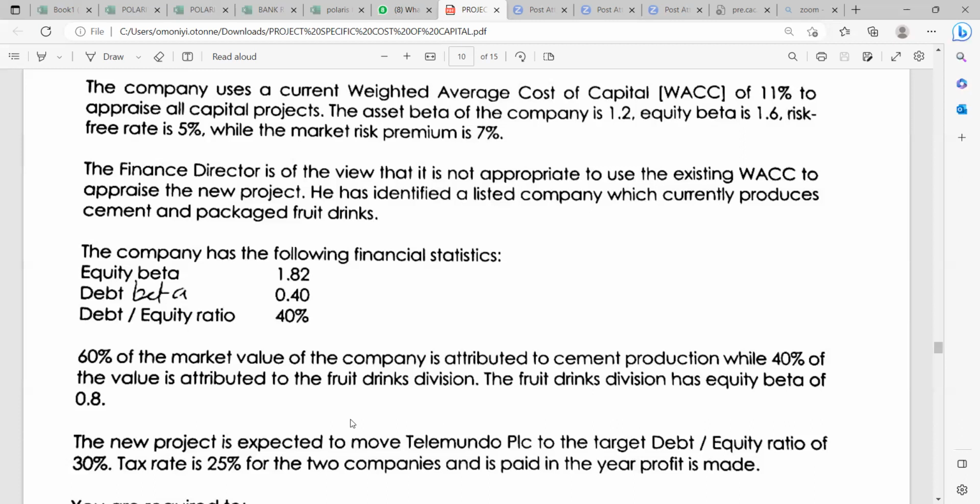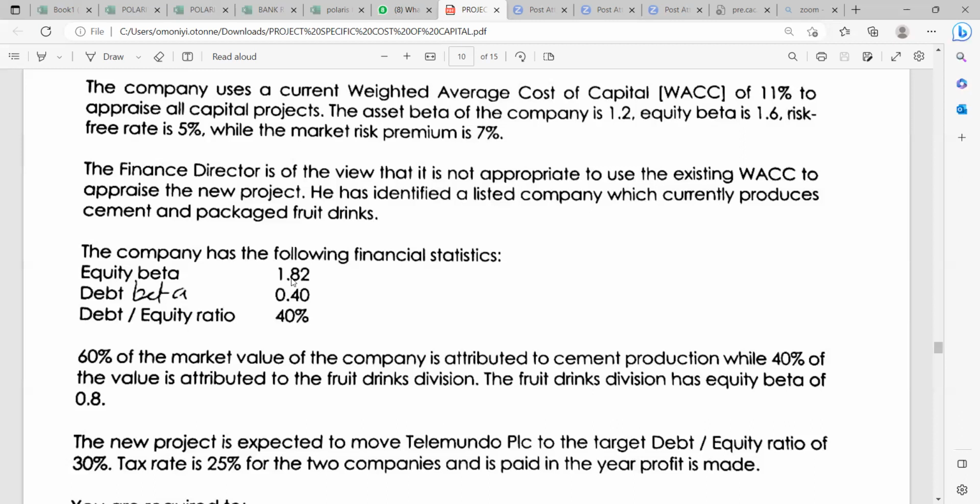So in your exam, when you see questions like this, please don't just say, okay, you are given the equity beta of the company, which produces fruits, drink and cement, and you are already given the equity beta of the fruit division. So let me just remove the equity beta of the fruits division from the equity beta of the company as a whole, and the balance should be the equity beta of the cement company, because in a rational view, the combination of the equity beta of both cement and fruits should give us the equity beta of the main company. Is that not so? Yeah, but that is not the way it is.